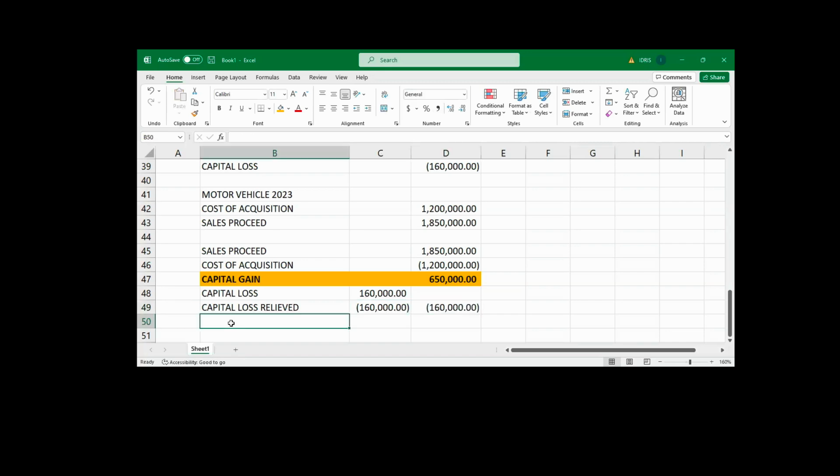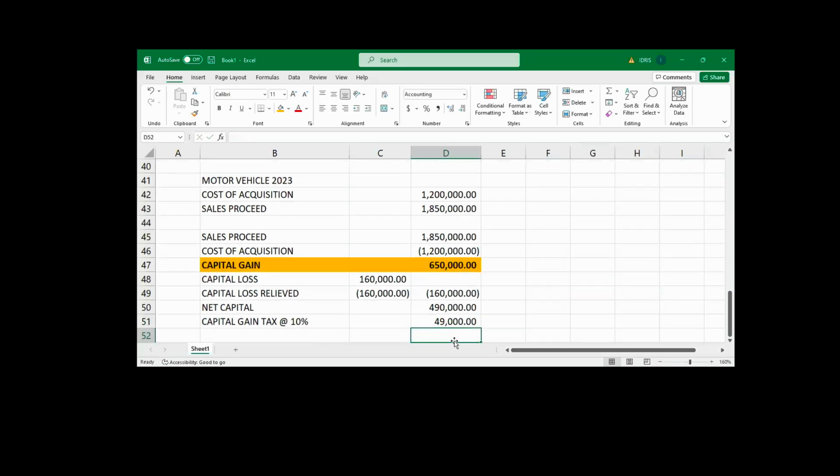So how much will be your net capital gain? 490,000. That will be your net capital gain. So what will be your capital gain tax? Your capital gain tax is 10% of it. That is 49,000.